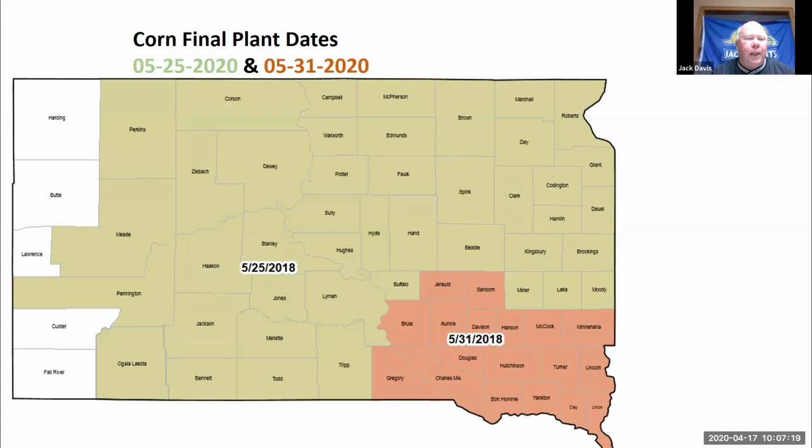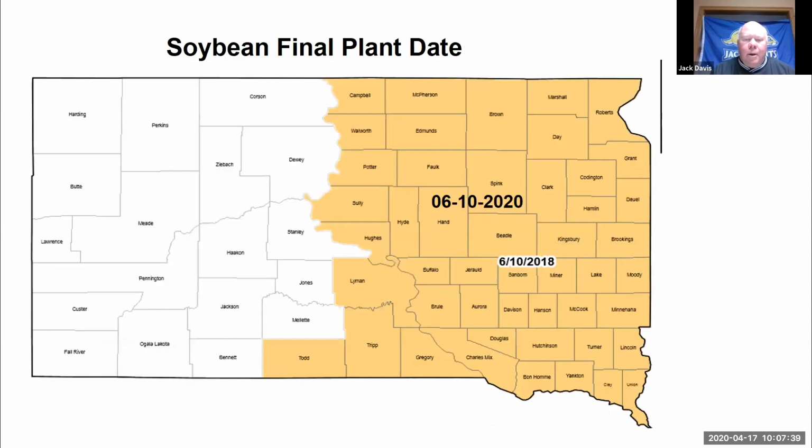Here's corn final plant dates. Majority of the state is the 25th of May, and the southeast has another week and goes to the 31st, as you can see in those pinkish or orange type colored counties. Soybeans then, for all of the state that has soybean coverage, it's the 10th. So June 10th is the final plant date.